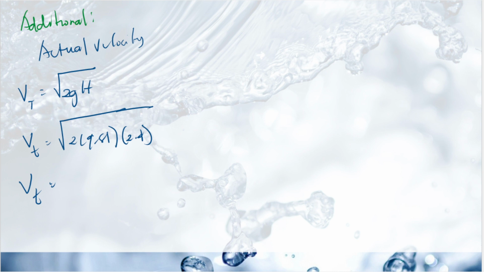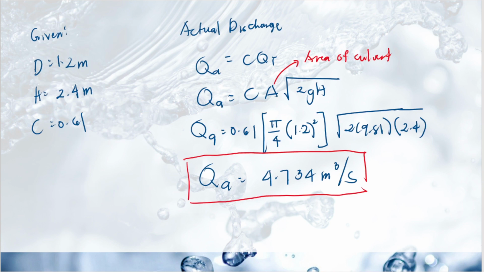That is the square root of 2 times 9.81 times 2.4. It will give us an answer of 6.862. Yes, for the sake of discussion, we use 3 decimal places. So since we have this one, and from the problem, we have the coefficient of discharge.